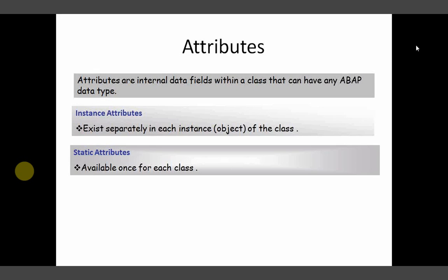Whereas a static attribute is available once for each class. For example, say we have taken 10 objects. For those 10 objects, the instance attribute is separately allocated. But for those 10 objects, only one static attribute is maintained. It's more like global data.